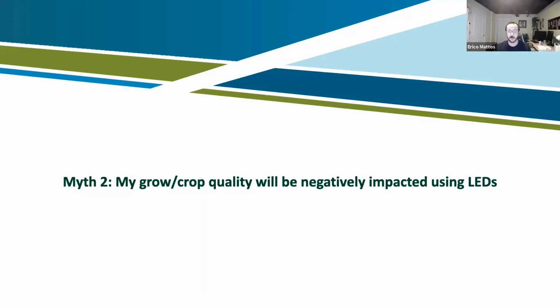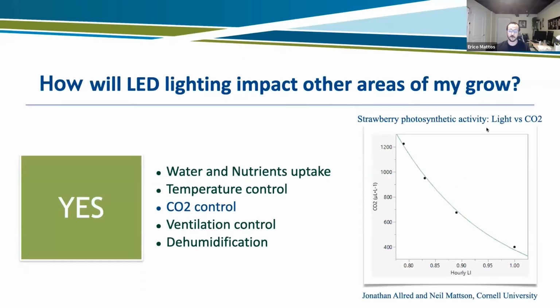So making a segue from what John just mentioned, how an LED lighting system would impact my production system. So the first question, how will LED lighting impact other areas of my grow? This one is interesting because the original question was, will LED lighting impact other areas of my grow? And the answer is yes, absolutely. So now we're going to take a look, how would that happen?